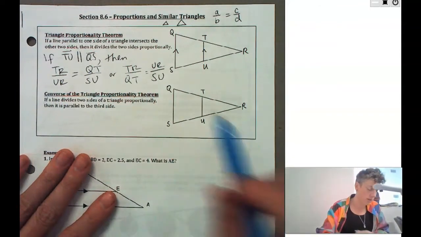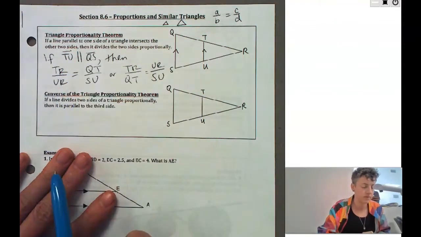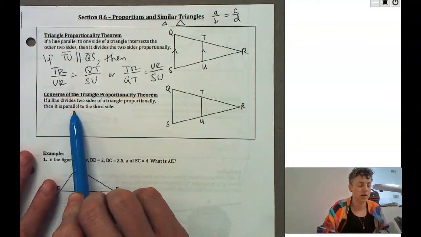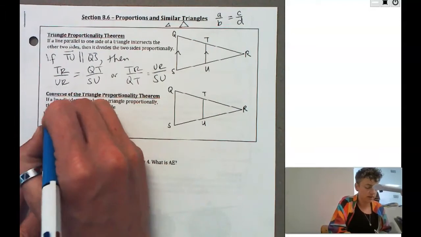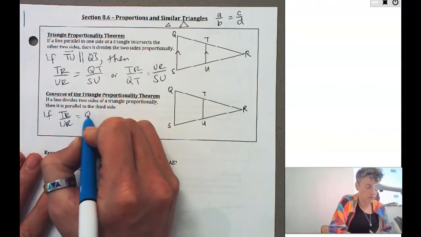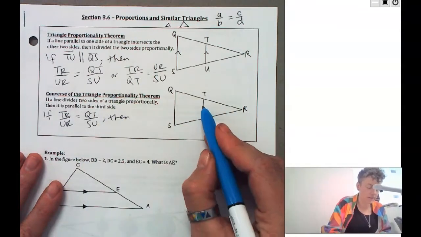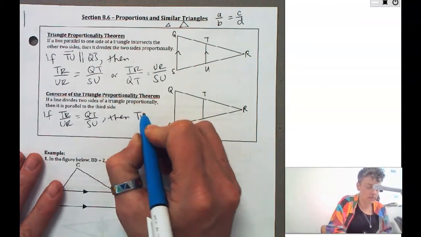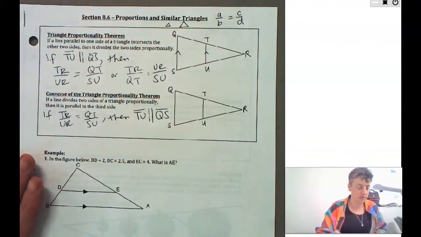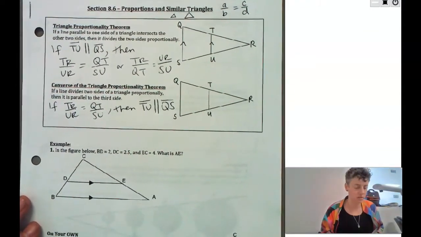Cool. The converse, remember, converse means we flip our if and our then. So the converse is going to say if a line divides the two sides proportionally, then it is parallel to the third side. So if our proportion statement is true, or the other one, then these lines must be parallel. TU must be parallel to QS. Great. Fabulous. Let's do an example and see if we can use that newfound knowledge we just acquired.